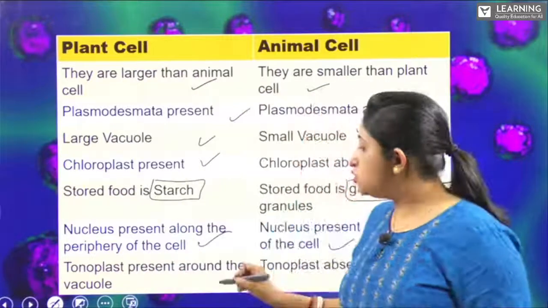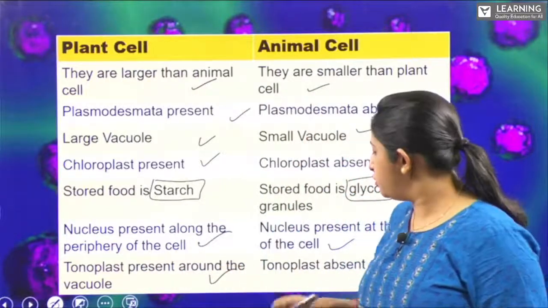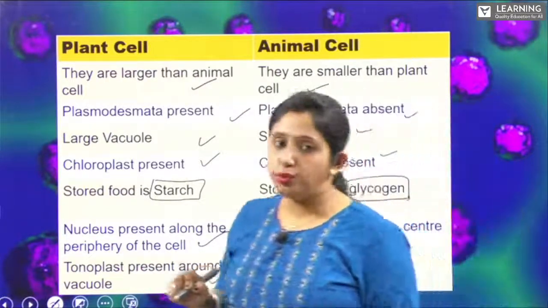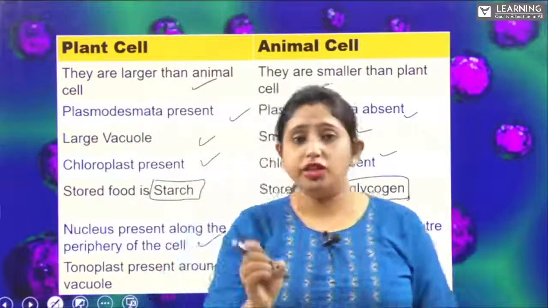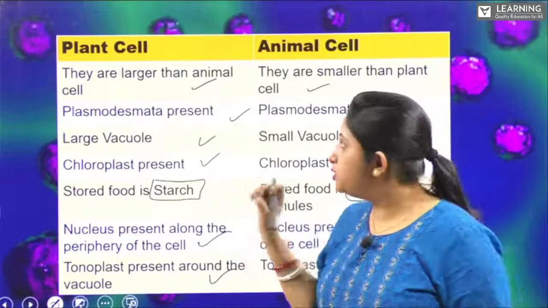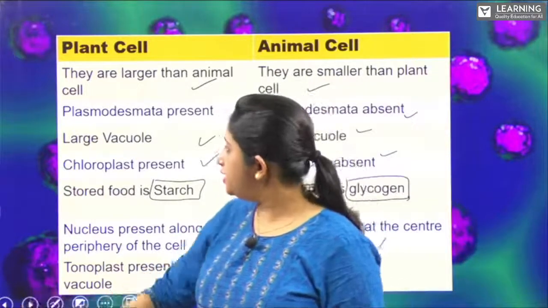Also, the tonoplast is present around the vacuole in plant cells, and here the tonoplast is absent. So this is a basic difference between the plant cell and the animal cell. Is that clear?